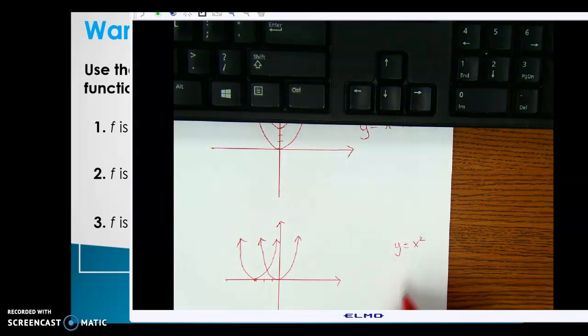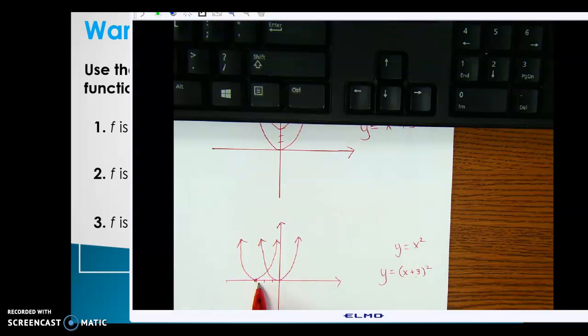Well, how do you write that equation? Well, this is the tricky one. y equals x plus 3 squared. Anytime you shift something left or right, the sign is opposite of what you think it is. So I went left 3, which is usually negative, so I put a plus 3 in there.